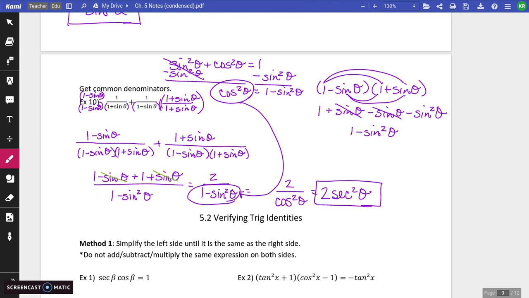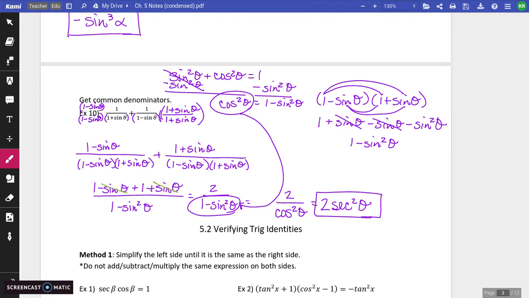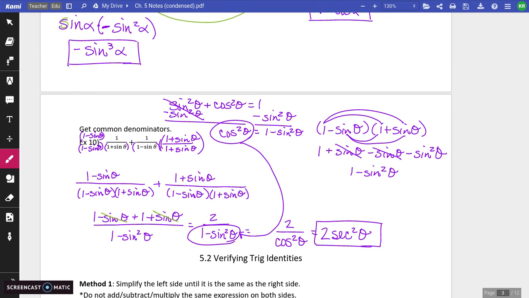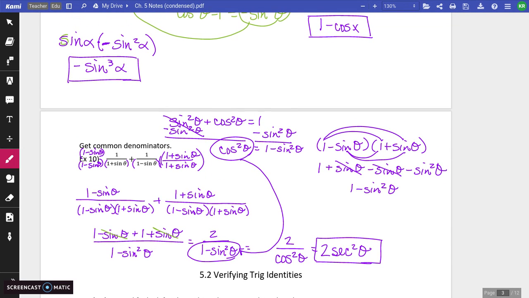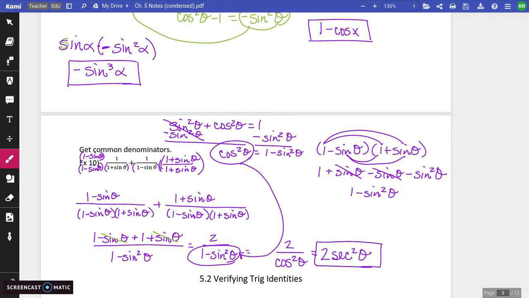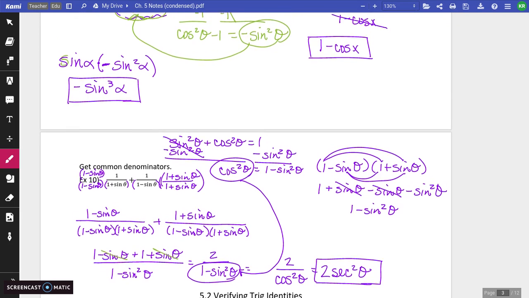Okay, so be patient with yourself as you're trying to learn how to do this. The more you practice, the better you get. Just chip away at it a little bit at a time. Okay, all right.